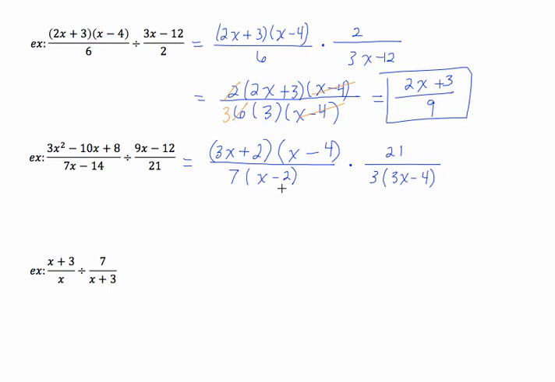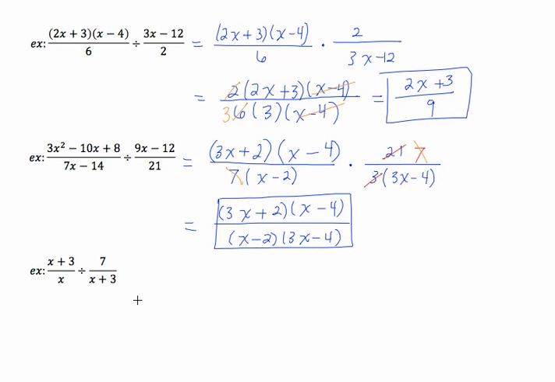Okay, and now we are multiplying, so we can go ahead and start canceling. Let's see, 21 over 3 simplifies into 7 over 1. And then after we do that, then we have a 7 divided by a 7. So those are going to completely cancel. And it looks like that's it. Nothing else is quite the same, so nothing else cancels. So we just have 3x plus 2 times x minus 4 over x minus 2 times 3x minus 4. And that's it for that one.